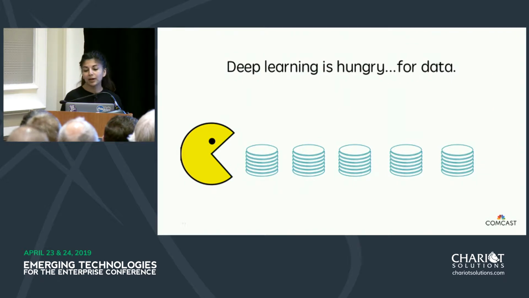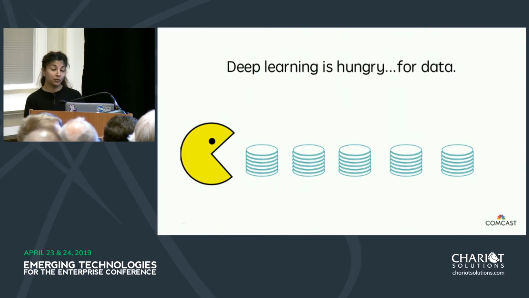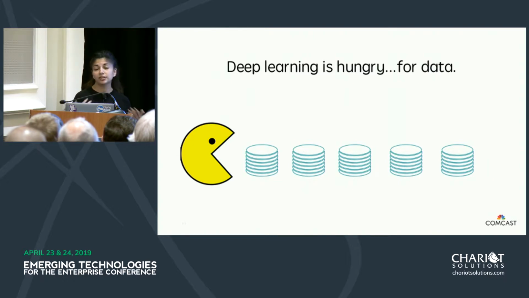So what happens when a deep learning algorithm doesn't have enough quality training data sets? That means that the predictions it's producing are not as adequate as they would be if you gave it more data.